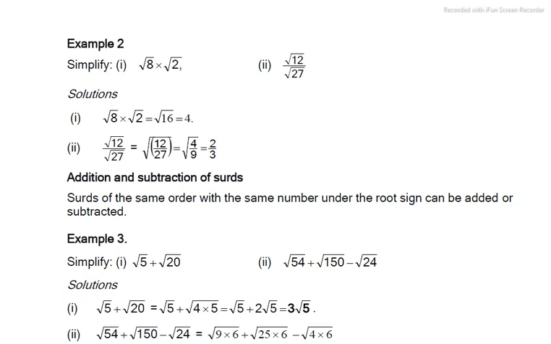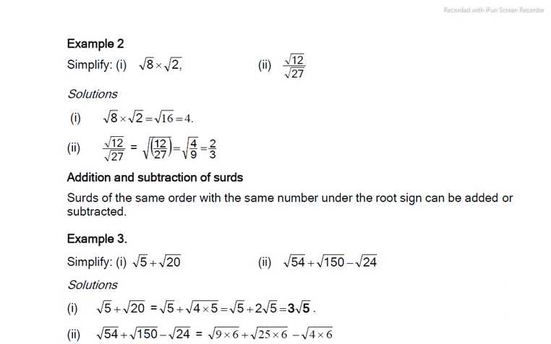For instance, we are given our example 3 to simplify root 5 plus root 20, but they are not the same. However, we can simplify root 20 because we know that 20 is 4 times 5. So root 20 gives us root 4 times root 5, but root 4 is 2. So meaning that from root 20 we get 2 root 5, and therefore we can get root 5 plus 2 root 5 to give us 3 root 5.